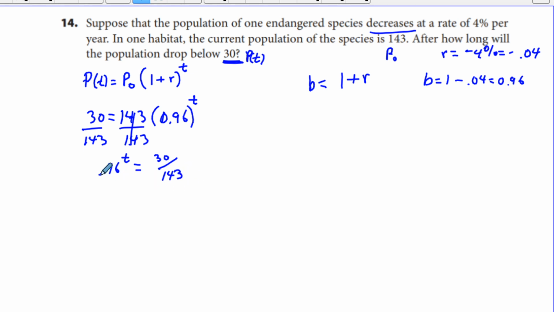And so we can get rid of this t by taking the logarithm of both sides. So if we make this log of 0.96 to the power of t, that's going to be equal to, doing the same thing on the right side, log of 30 over 143.